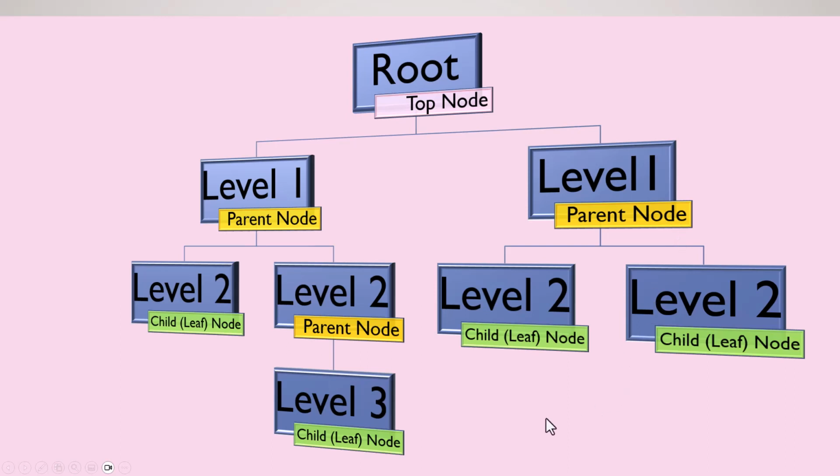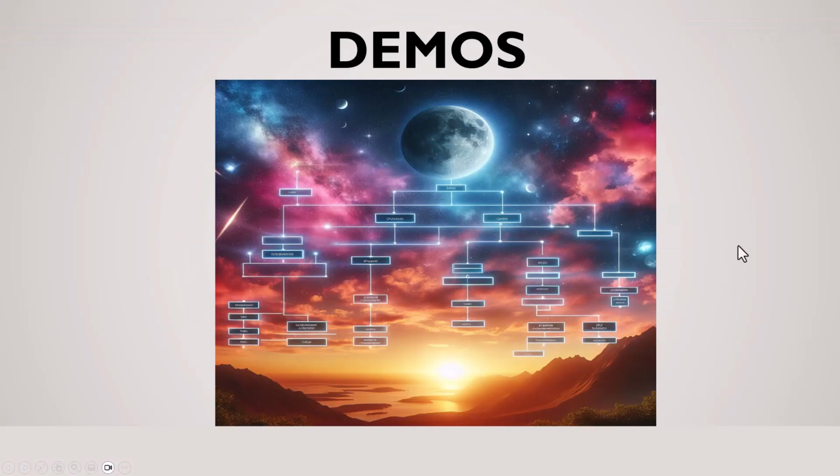So here is a final look at the hierarchical structure. So the top node is the root node. Any node that has children is a parent node, and I indicate that in yellow here. So now we're ready for some demos. So let's stop here and get into Oracle and start doing some queries.